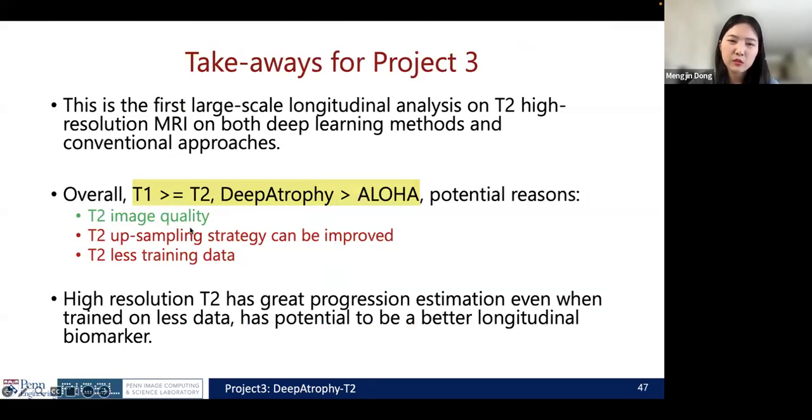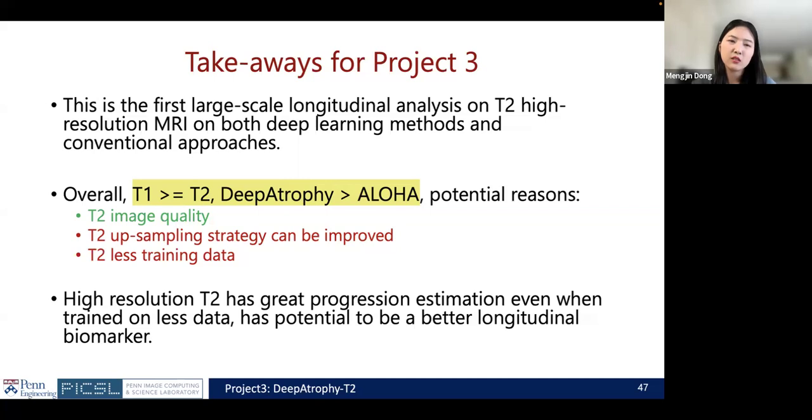The takeaway for project 3 is that overall, we think that T1 is slightly better than T2, and DeepAtrophy performs better than Aloha. The factors contributing to this result are that the pro for T2 is that it has good image quality. However, the shortcoming for T2 is that probably the upsampling strategy in our analysis can be improved. And also we have less training data for T2. I think this result shows that high resolution T2 has great progression estimation, and it has potential to be a better longitudinal biomarker.